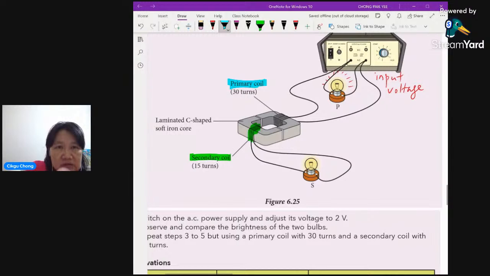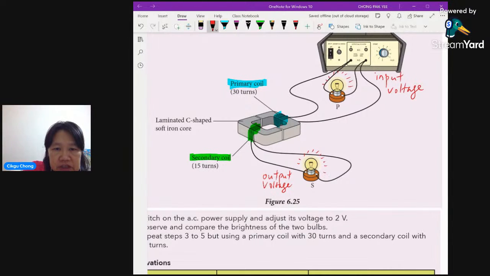You can even connect it to a galvanometer or something, or even an ammeter, right? To see the voltage. But brightness is easier to do. So you connect it to this bulb here. This is the load. And then this will be the output. Output voltage will be shown by the brightness of the bulb.